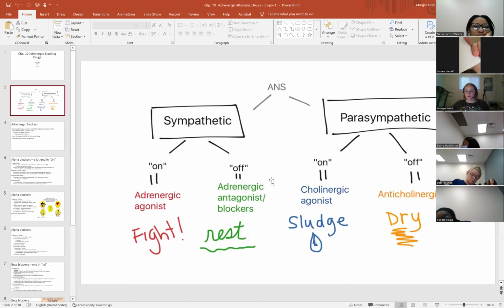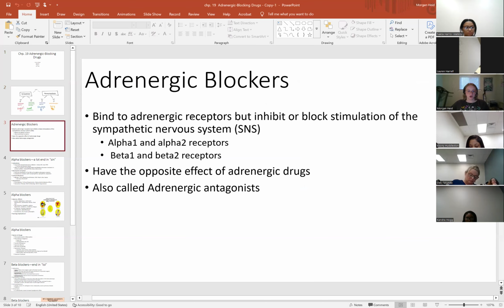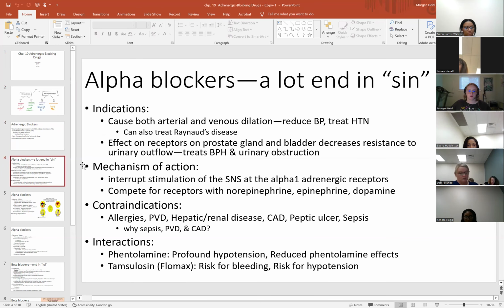So again, I'm bringing back up this picture. This is where we're at, the adrenergic blockers. They're going to turn off aspects of the sympathetic nervous system by literally blocking it so they can't be turned on. This is where we're at on that little chart. Again, I'm going to skip through this because it's redundant information that we did last week. So this is where we're going to start.